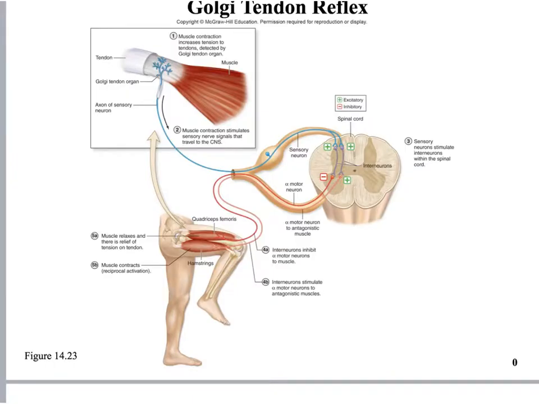So let's see what it looks like. Okay, so where's the receptors? Here's number one. Muscle contraction increases tension on the tendons, detected by the Golgi tendon organ. So there's your receptor, sensory information. So receptor, sensory neuron, interneuron to the motor neuron, and then that pulls back, and then your effector muscles. Interneurons stimulate the agonist muscles, and reciprocal action.